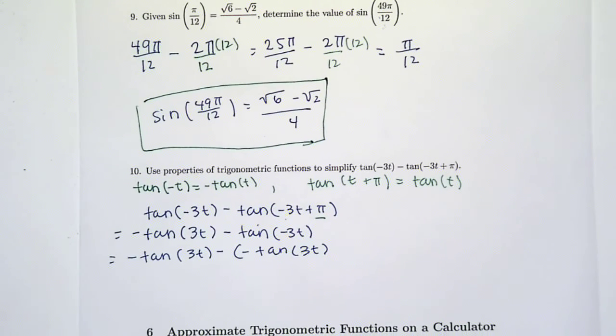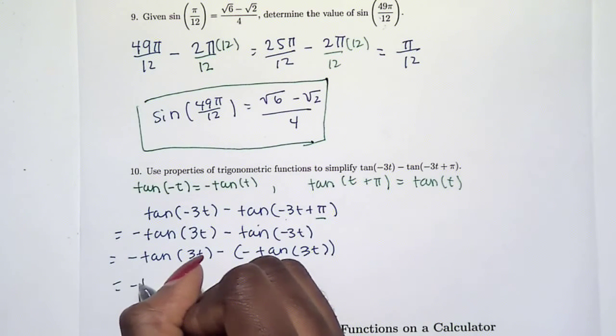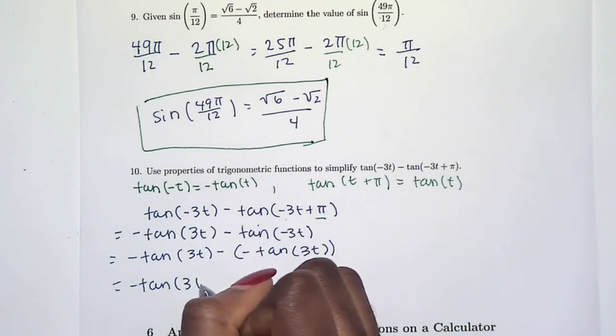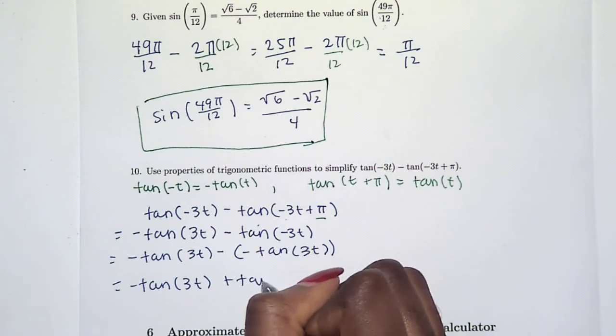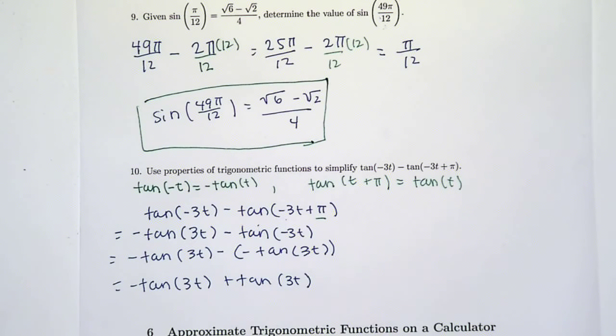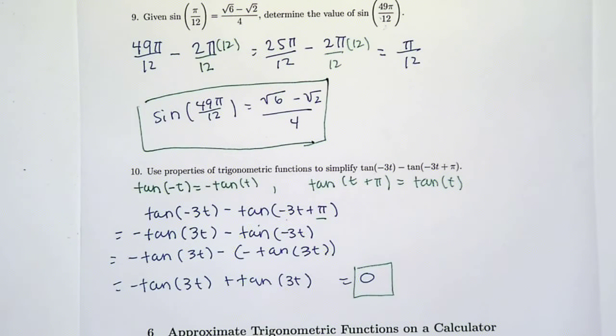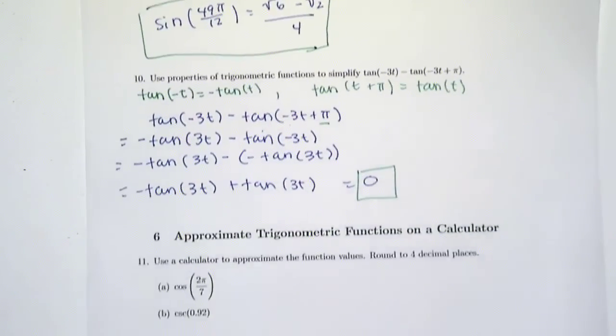Two negatives make a positive. Negative tangent of 3t plus tangent of 3t should equal 0. So that statement just equaled 0, and we were able to simplify it using our two properties of tangent: that tangent is an odd function, and that tangent is periodic pi. It repeats after pi units.